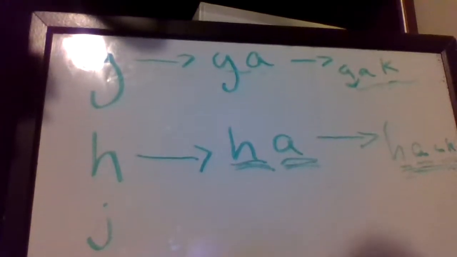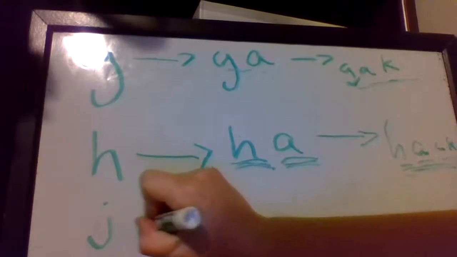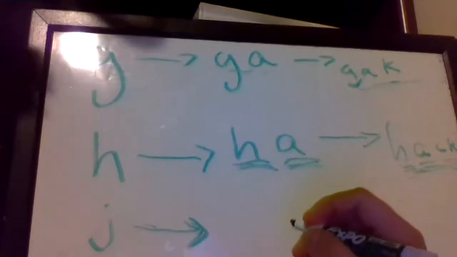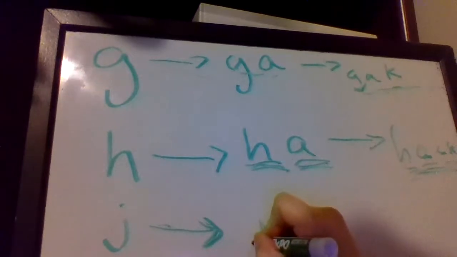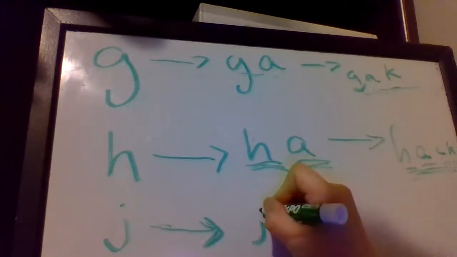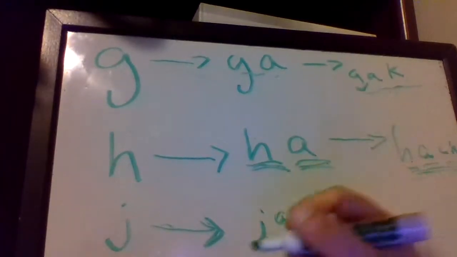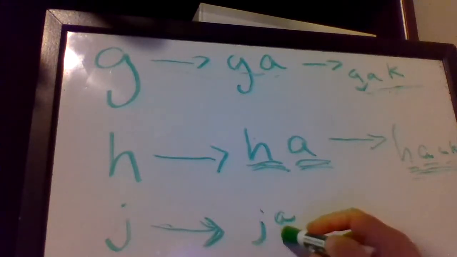Now we move to the J, and the J makes a j, j, j sound. Let's put our J with one of our vowels. We will put our J with an A. That seems like the easiest vowel to do. So we have J, A, J, A, J, A.